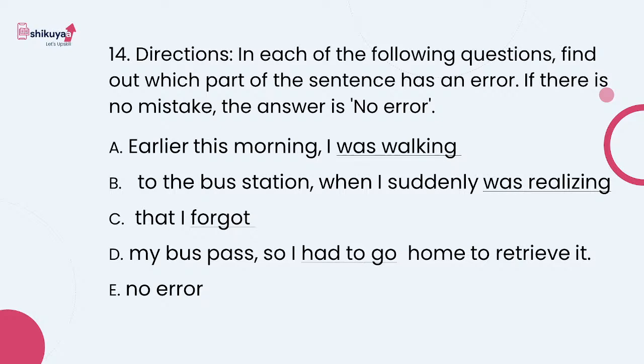Let's go for part C, that I forgot. Part D, my bus pass, so I had to go home to retrieve it. There is no problem in part D. Had to is absolutely correct. So there is an error in part B, realized. So our sentence would be like this. Earlier this morning, I was walking to the bus station when I suddenly realized that I forgot my bus pass, so I had to go home to retrieve it. Okay, students, I hope you have understood the explanation. If you have any doubt, any question, do ask in the chat box. Now let's go for the next question.